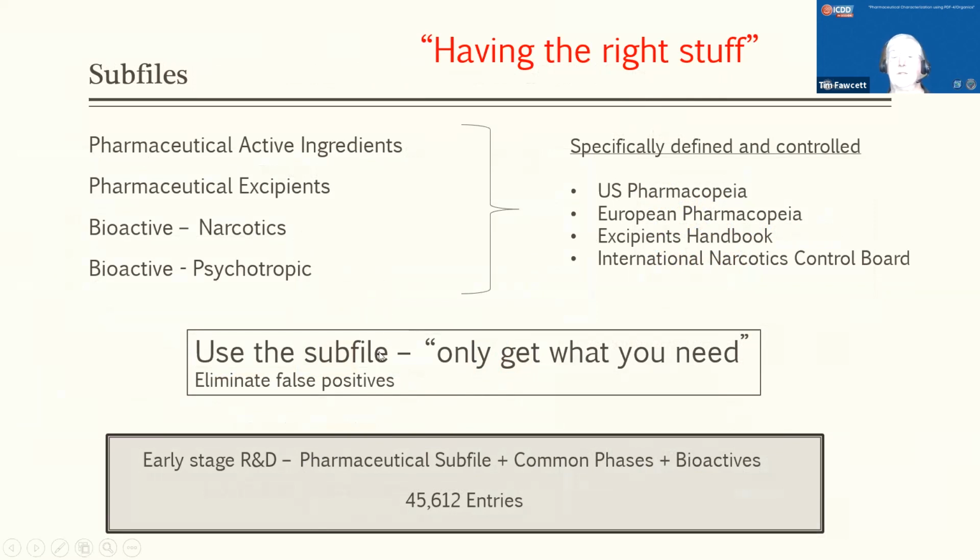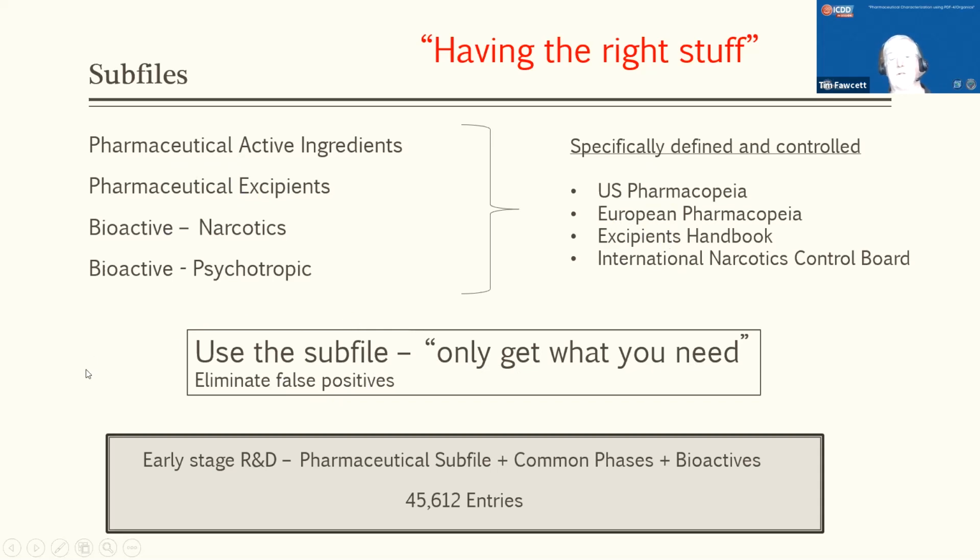We created these subfiles so when you do an analysis, you only get what you need and you eliminate all these other false positives that don't have the right chemistry. If something's in the pharmaceutical, excipient, narcotics, or psychotropic subclasses, that means they are defined and they're controlled. And these are the groups that create the definitions. So they're defined, they're known, you find them here. And if you're working with a commercial product, you go right to the right subfile.